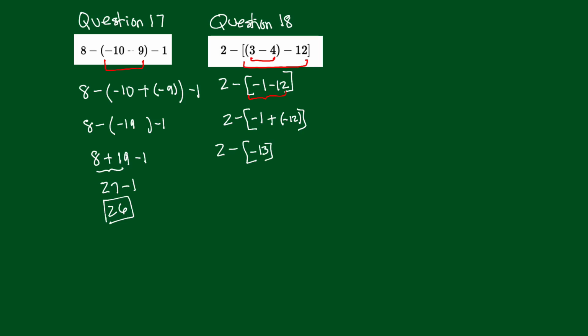And now I'm subtracting two numbers. So change subtraction to addition. So how about 2 plus, right? I changed that to addition of the opposite of this number. Now that's negative 13. The opposite of negative 13 is positive 13. And 2 and positive 13 is 15.